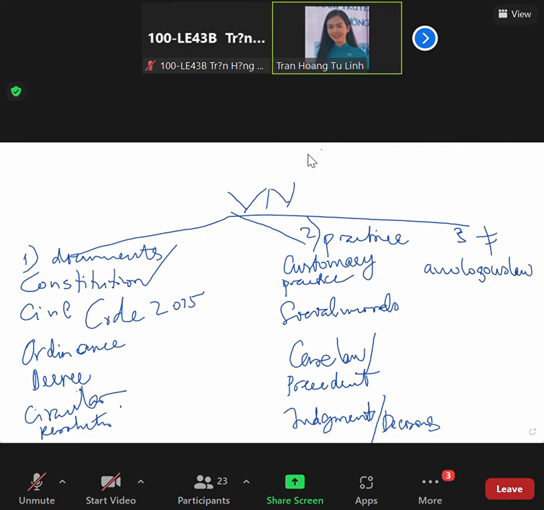And between a new law and an old law, for example the Civil Code 2015 and the Civil Code 2005, if there is an overlap or a transition between those codes, what should be applied? You can read Article 688 of the Civil Code 2015, and you can see that.